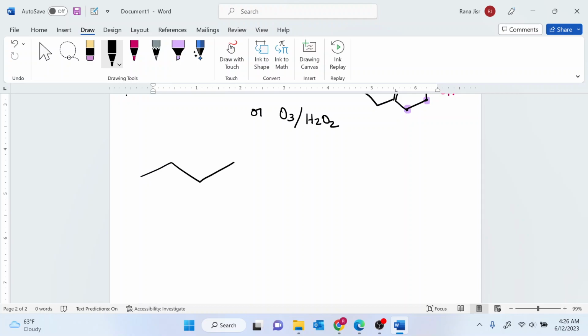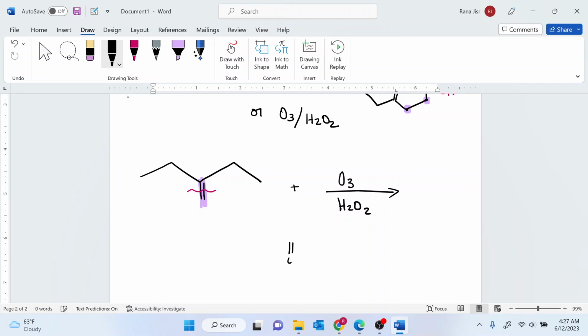Let's have another example. I am reacting this with ozone in presence of peroxide. This is a strong oxidizing agent. And the alkene that I have here is a terminal alkene. So I'm going to end up breaking my alkene, and if I'm breaking my alkene, I'm going to form two parts.